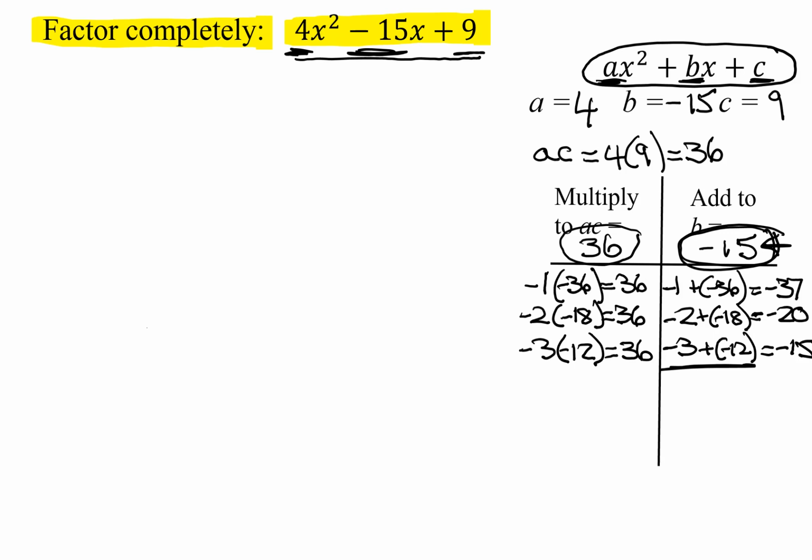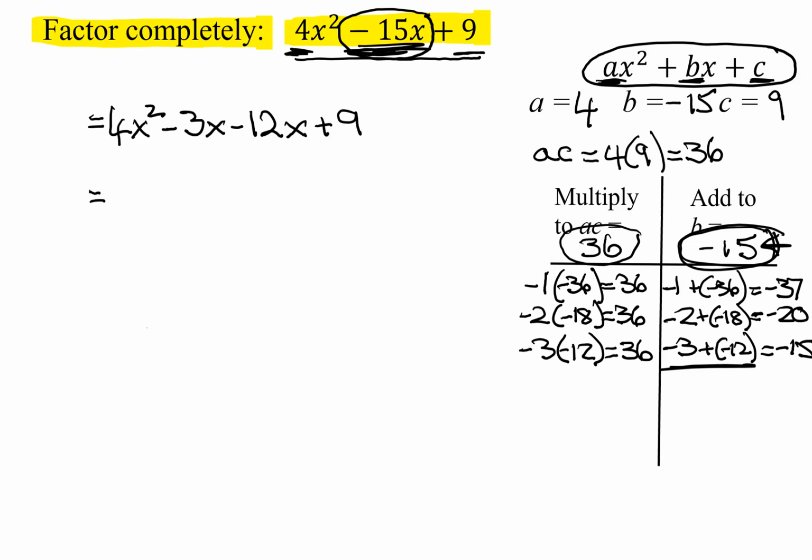They're not the factors. They're what I'm going to split my middle term down into. So I'm going to rewrite the expression as 4x squared, and instead of negative 15x, I'm going to write negative 3x minus 12x plus 9. I think you can see that the negative 3x and the negative 12x add up to my middle term of negative 15x.